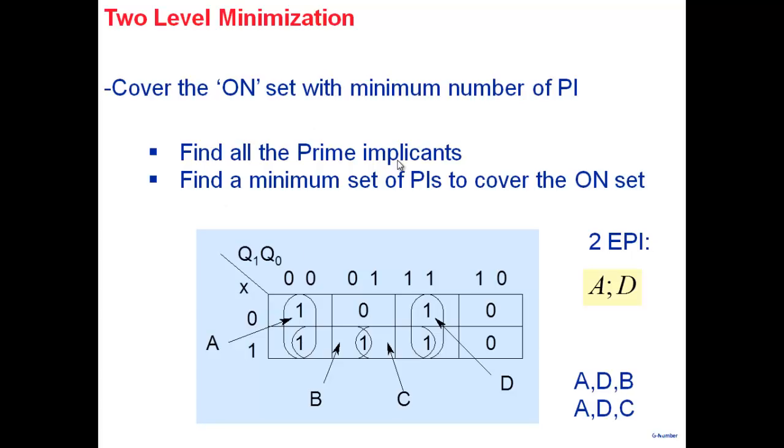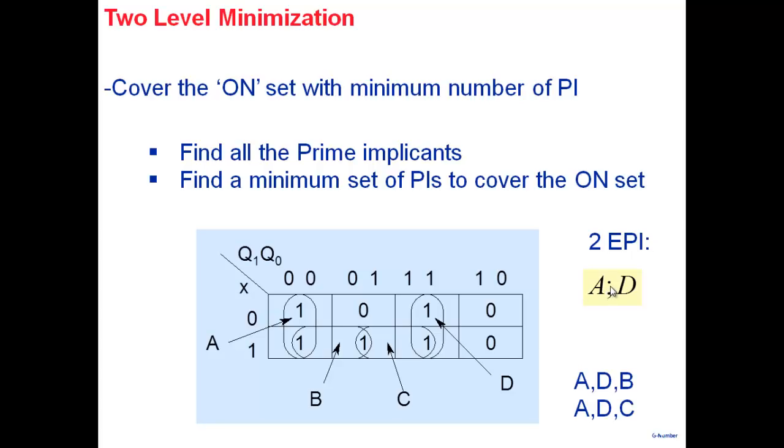Find a set of prime implicants and then find a minimum set of prime implicants to cover the set of ones that are there. And this process is helped if you find out beforehand what the essential prime implicants are. So first of all, you keep those and then look for ways to cover the ones which are not covered by the essential prime implicants.